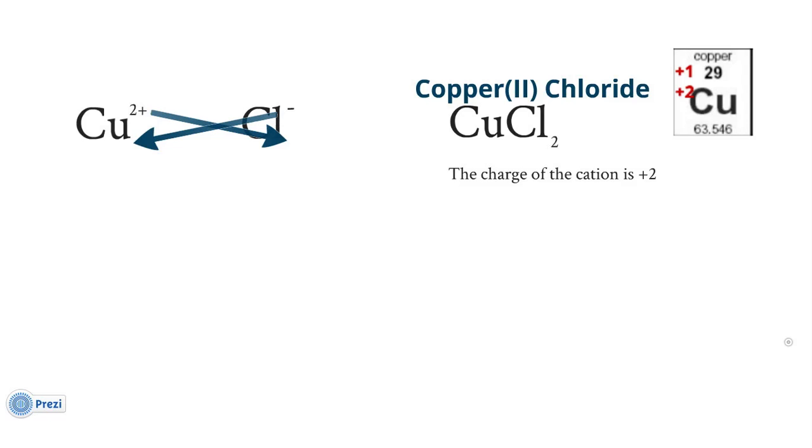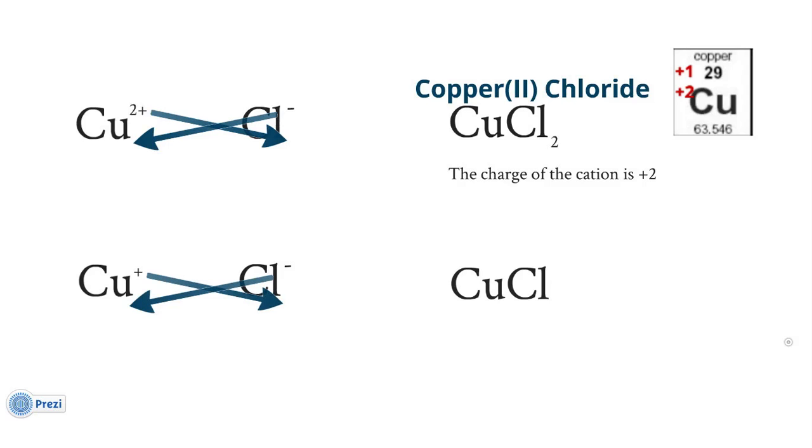Now let's look at the copper, which is a charge of +1. When that combines with chlorine, we get CuCl, and we would say that as copper 1 chloride. And we say that because the charge of the cation is +1. So whenever there are different charges for the same cation, we need to specify which one it is with Roman numerals in the name.